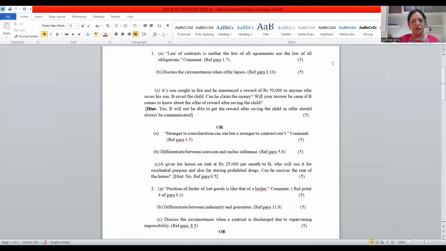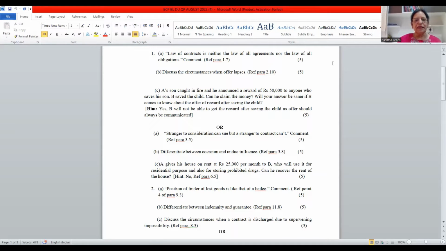And now the choice question is, friends, A part: a stranger to consideration can sue, but a stranger to a contract cannot. Friends, this is a true statement. A stranger to a consideration can sue, but a stranger to a contract cannot. The answer for this you will find in the third chapter, under para 3.5.